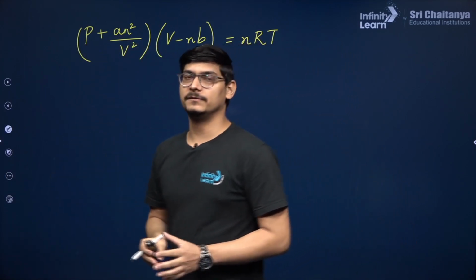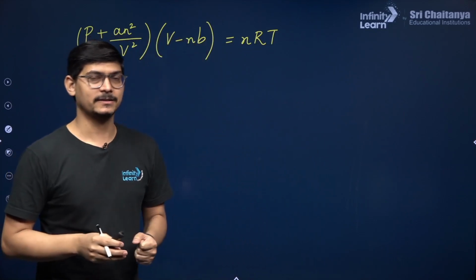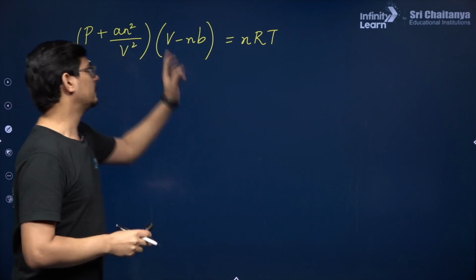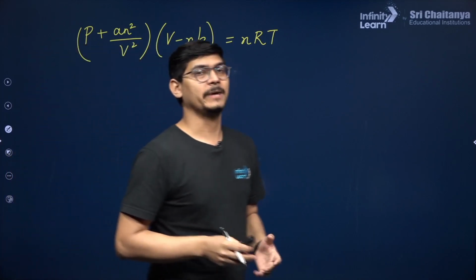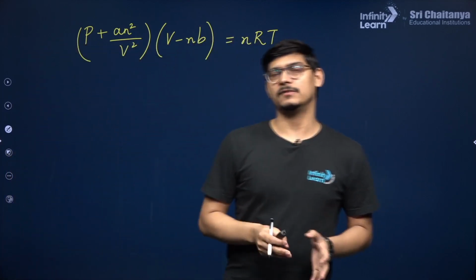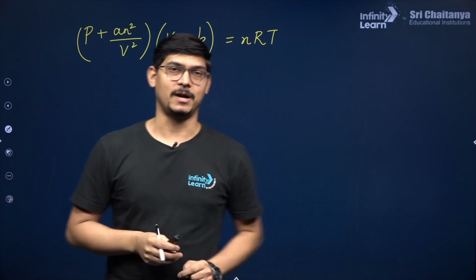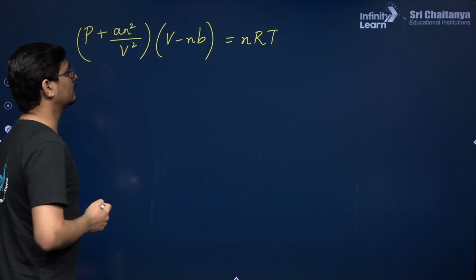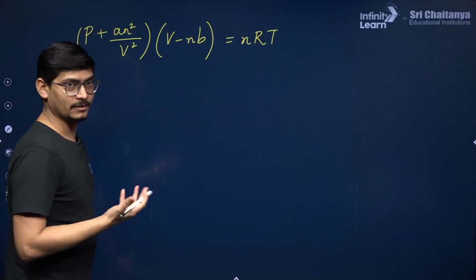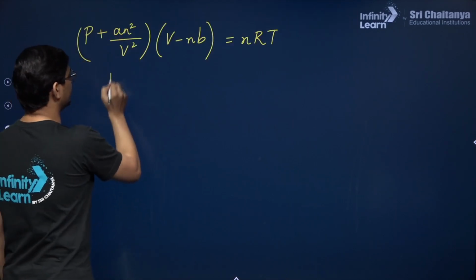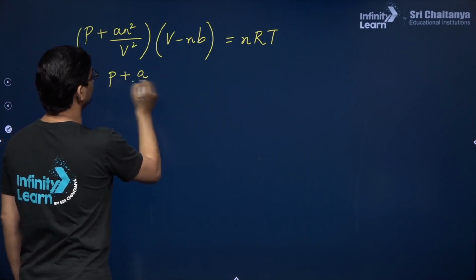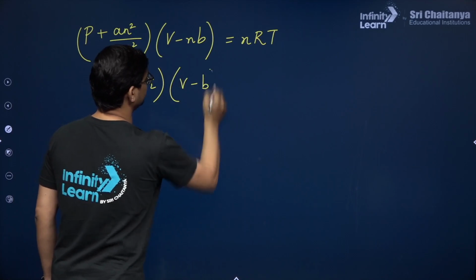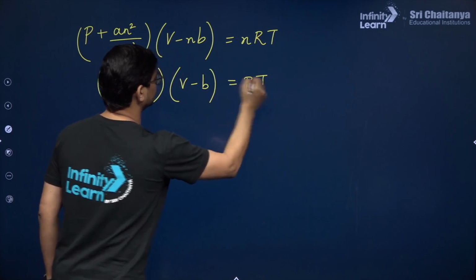a is a measure of the attractive force of the gas particles. Greater the value of a, greater will be the magnitude of attractive forces. And b is a measure of the excluded volume, the effective volume occupied by 1 mole of gas particles. So this is our van der Waals equation. Now we can take n as 1, the number of moles as 1. So the van der Waals equation reduces to (P plus a by V square)(V minus b) is equal to RT.